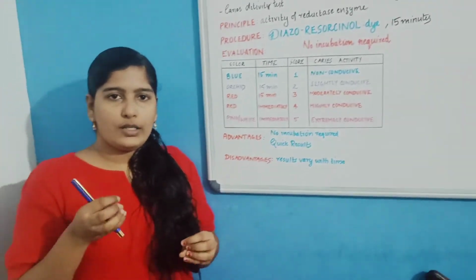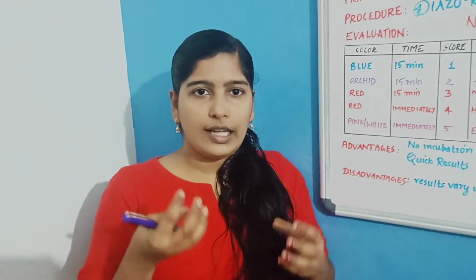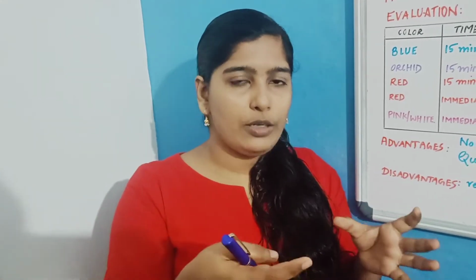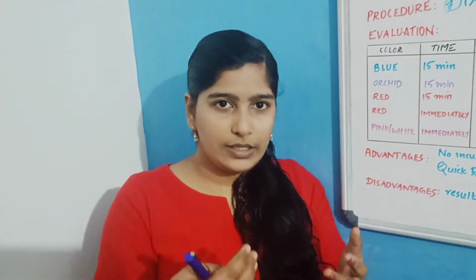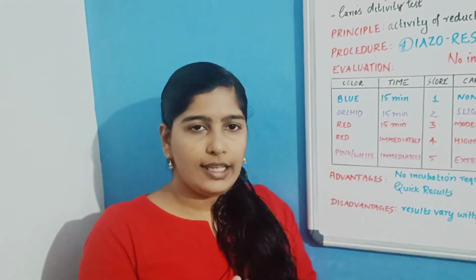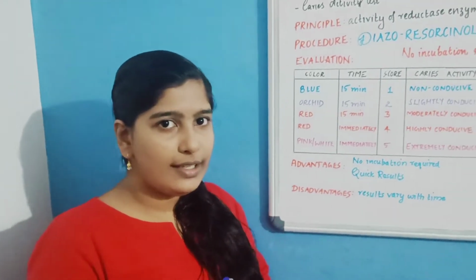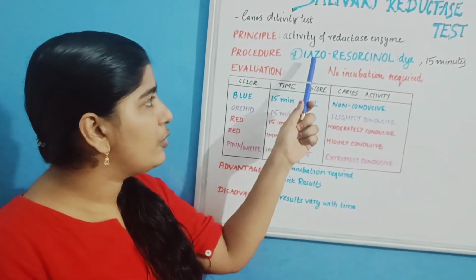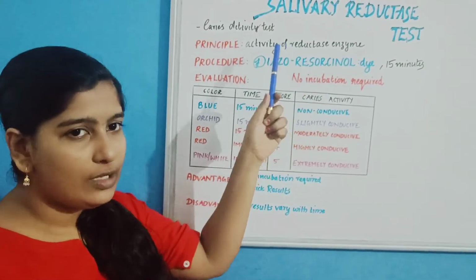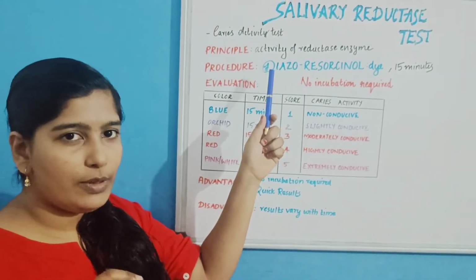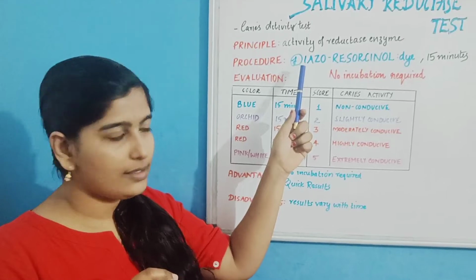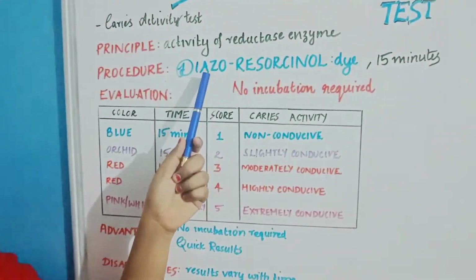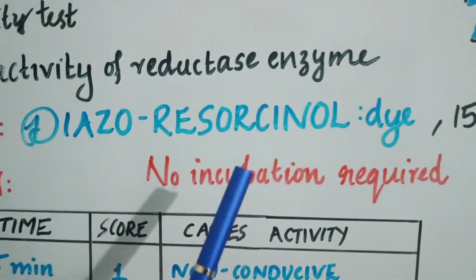First of all, you ask the patient to chew paraffin and the collected saliva is expectorated into a collection bottle directly. That is, you spit into the collection bottle directly. Then this sample is mixed with the dye and the dye's name is diazoresorcinol. This is very important. It has been asked in many previous year questions for MDS exams. So the dye is diazoresorcinol dye.